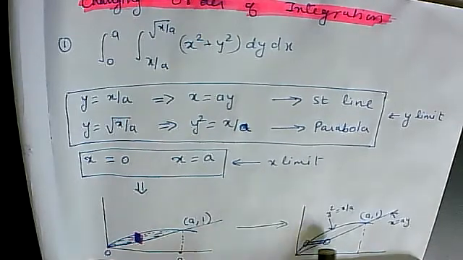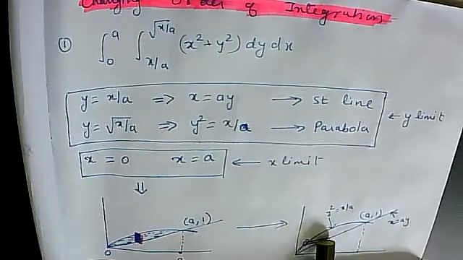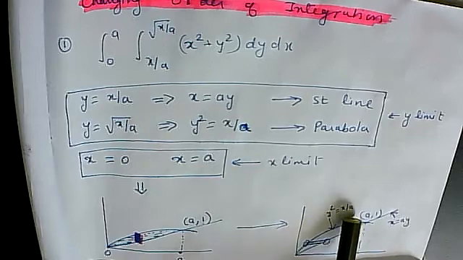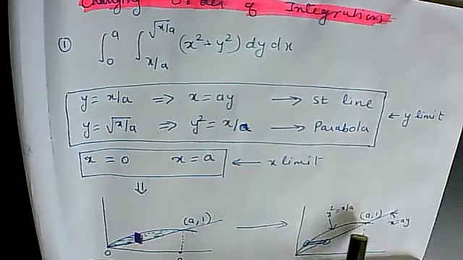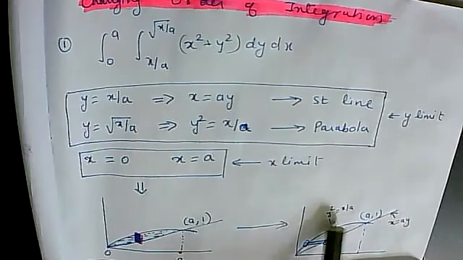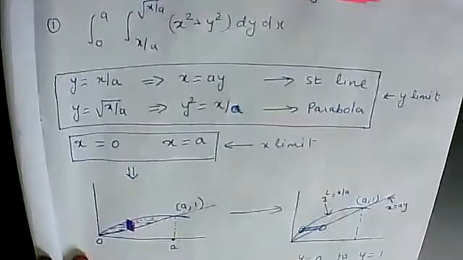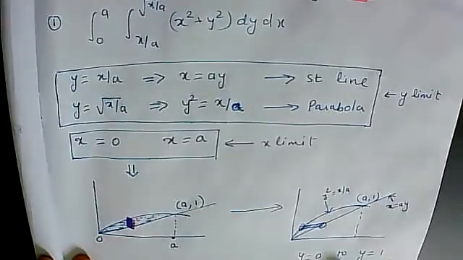Same way, I will see the end point of this strip. The end point of this strip is touching these two curves. Now, what is the value of x at this point? x is equal to ay. And on this, x is equal to y square a. So, the limit of x will be ay to y square a and the limit of y will be 0 to 1. So, this is how the limits will be changed.